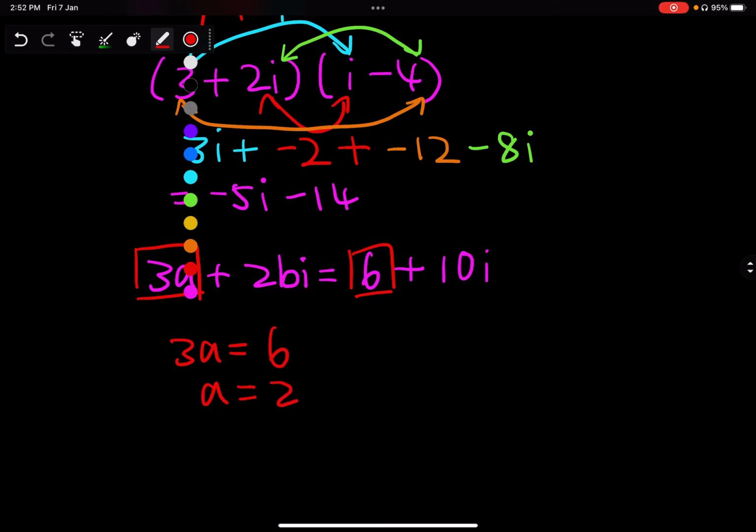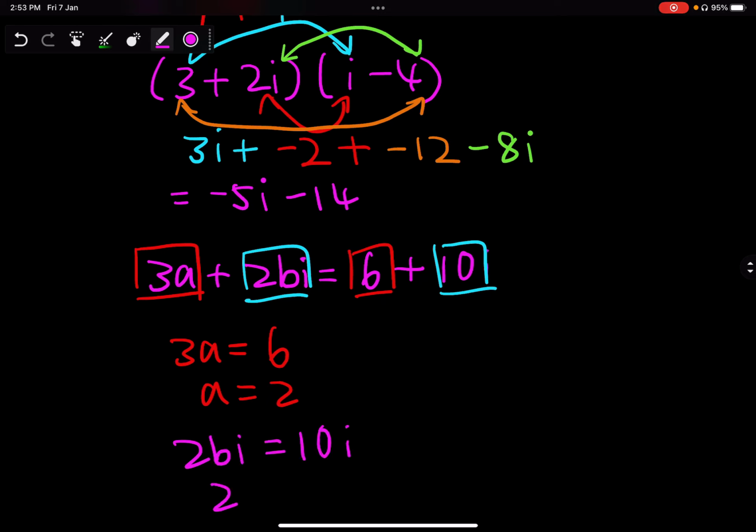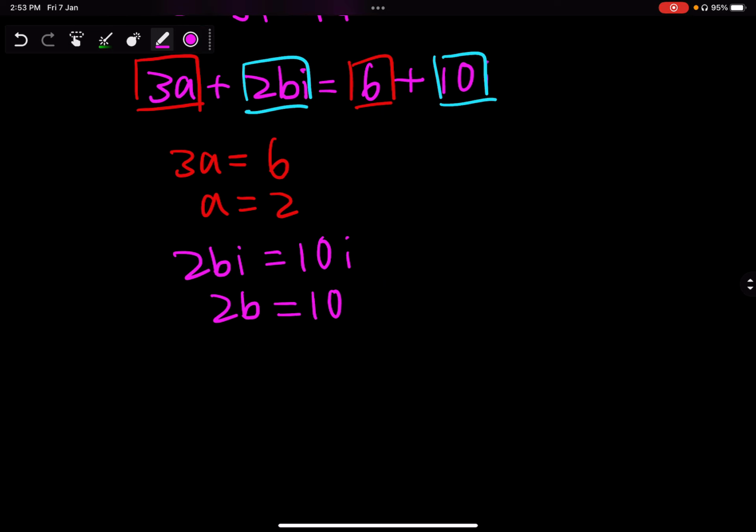Now after that, you can equate the imaginary sides. So you'll get 2bi equals 10i, so 2b equals 10. So then you'll end up with b equals 5.